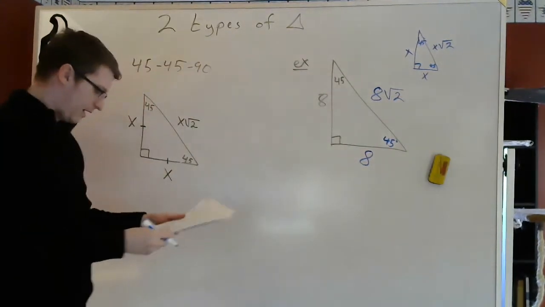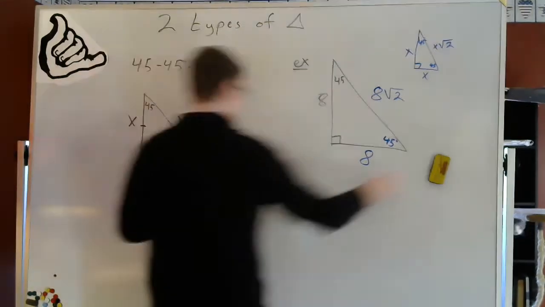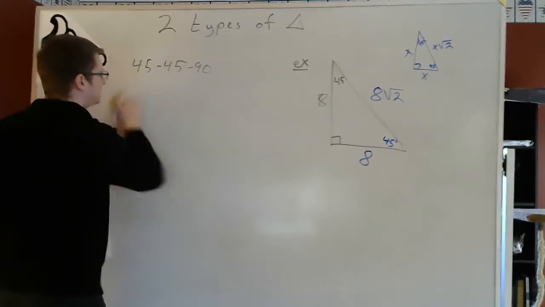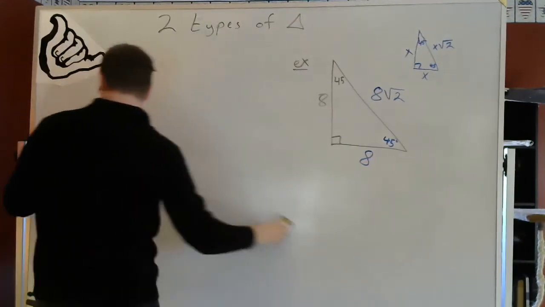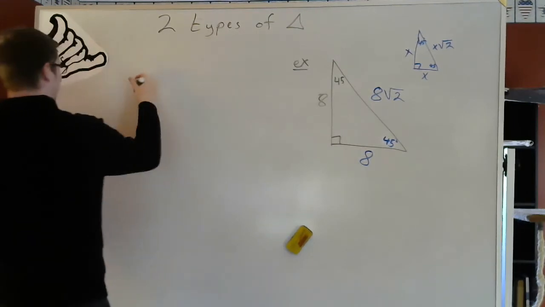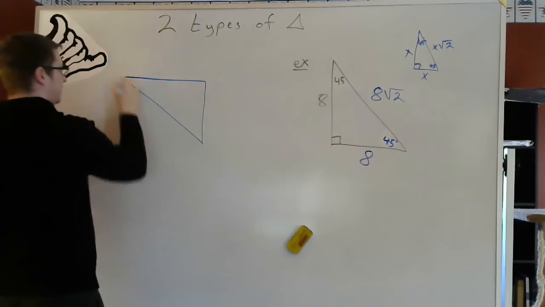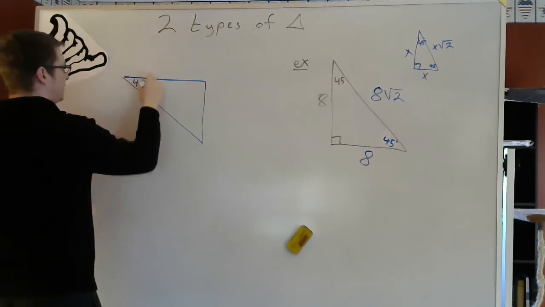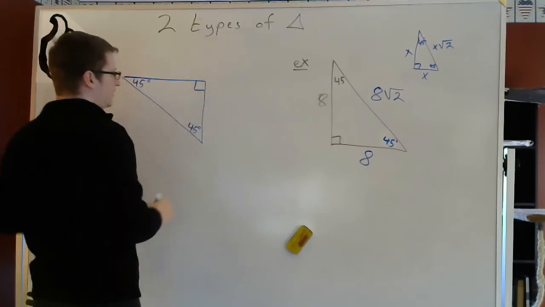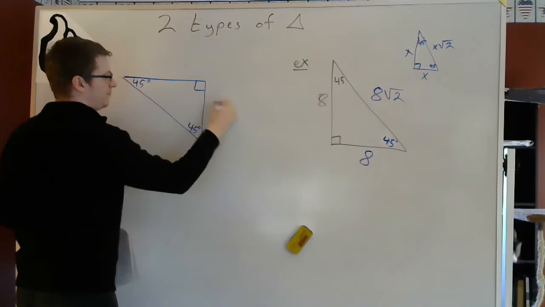So for example, we could have an example just with a different number, basically. Let's go like this. Let's say this is 45 degrees, 45 degrees. That means this is 90 degrees. And let's just go ahead and say this is 5.